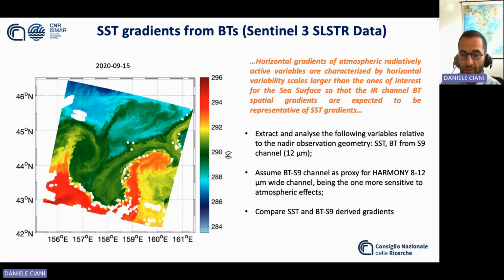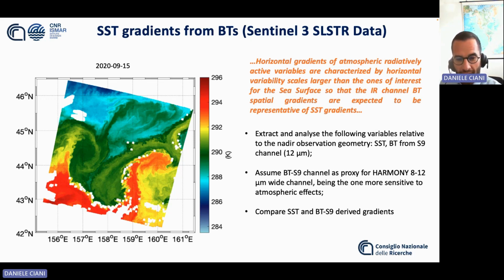For this exercise, we assume the BT S9 channel to be a proxy for our future Harmony panchromatic channel. Although this is a narrow band channel, we assume the proximity with the panchromatic one, mostly due to the expected atmospheric disturbances, the 12 micrometer being more affected due to water vapor.